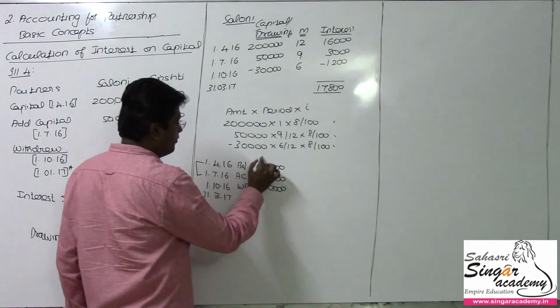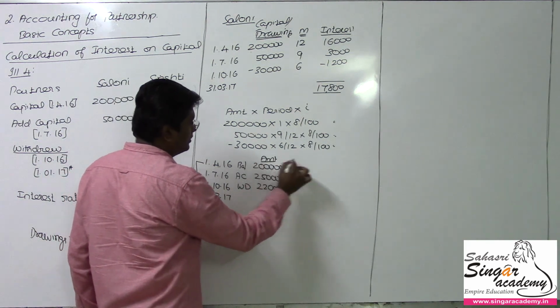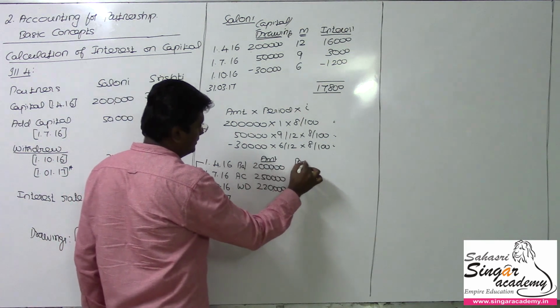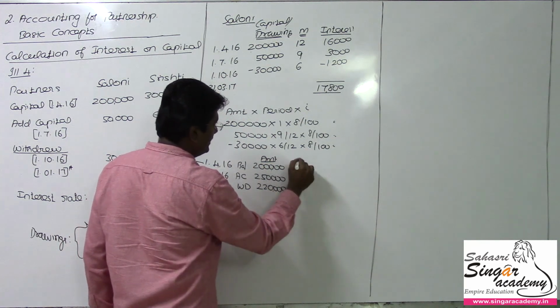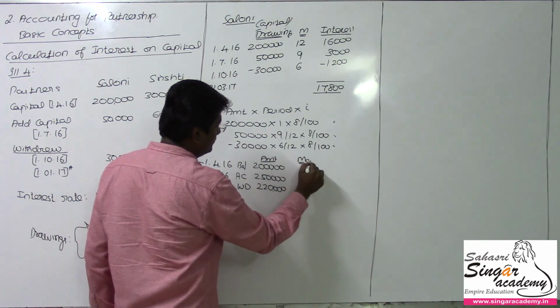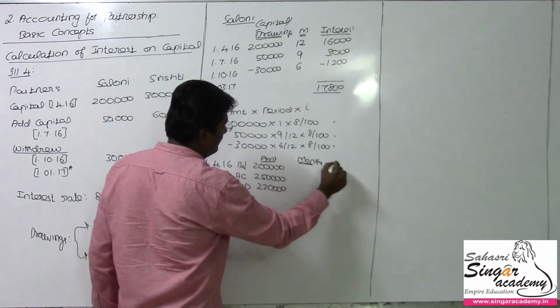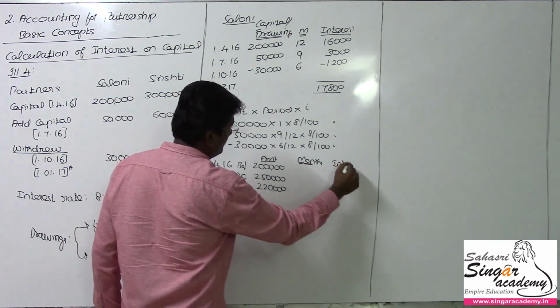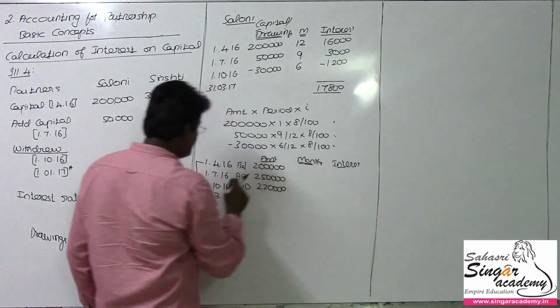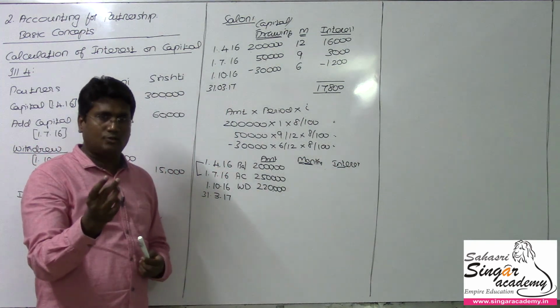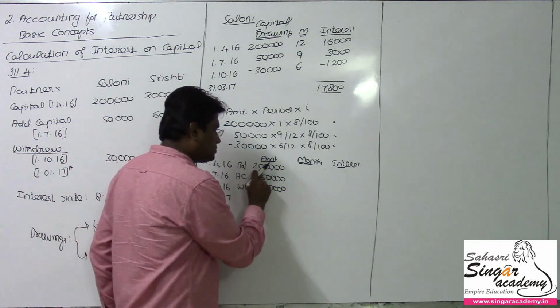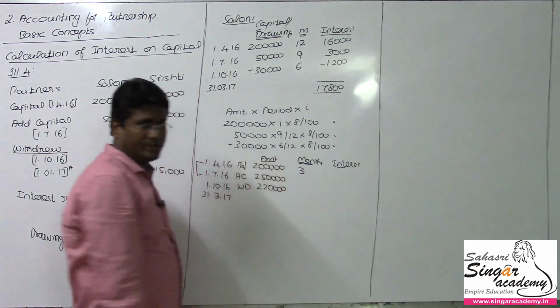This is the amount, and next is the number of periods or months, or I will just simply write this as M, number of months. Right, and finally I have to calculate the interest. In the very first case, from 1st April to 1st July, April, May, June, 3 months. For this 2 lakhs, 3 months interest will be eligible.